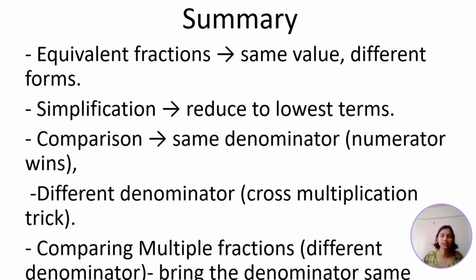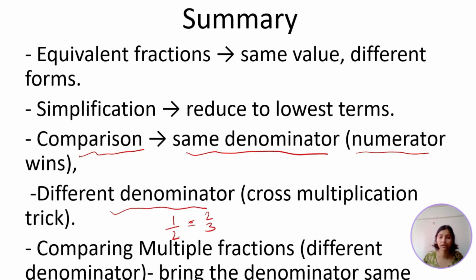When we have to compare the two fractions or multiple fractions, we need to bring the denominator same. Once we have brought the denominator same, we can simply compare the numerator ignoring the denominator. If the denominators are different for two fractions, we can follow the cross multiplication trick. We can multiply the numerator by the denominator of the other fraction and we can compare the product. When we have to compare the multiple fractions, again we have to bring the denominator same, and in an effort to bring the denominator same, we should not forget to transform the numerator accordingly.